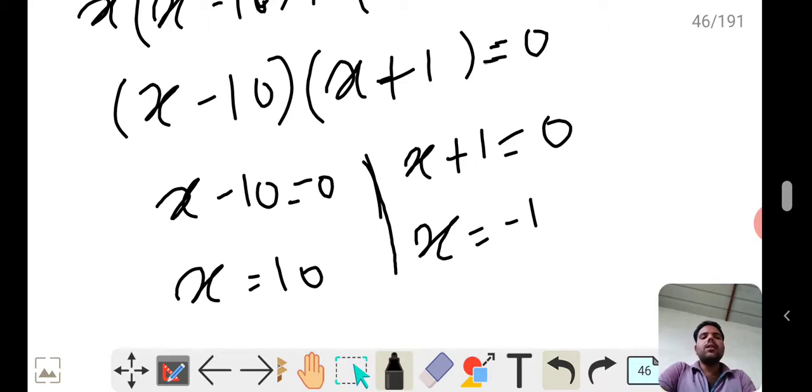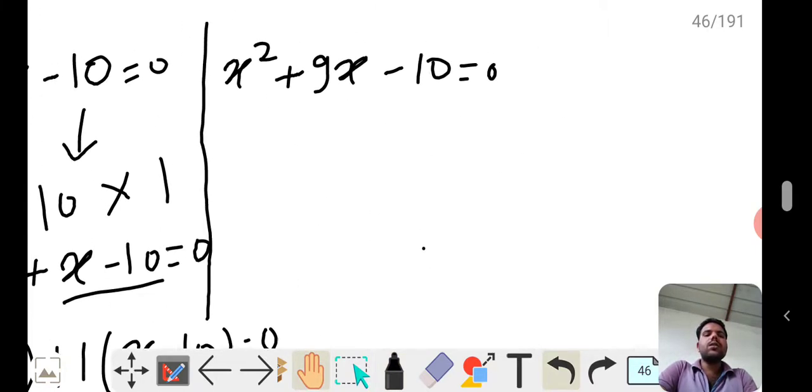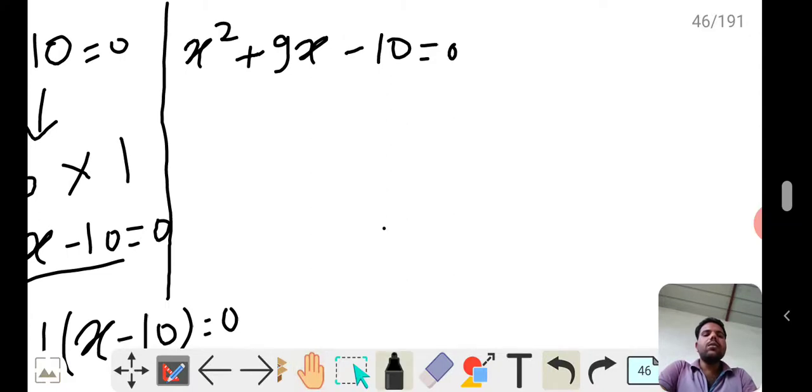Let's see the fourth case. The fourth case is such that we want the multiplication as minus 10 and the sum as plus 9. If we take 10 into 1, we will get the multiplication 10, but we want minus 10, and here the sum should be plus 9. So if we take the minus sign to the small term, we will get the multiplication as minus 10 and sum as 10 minus 1 is equal to 9.